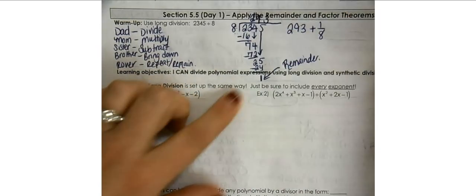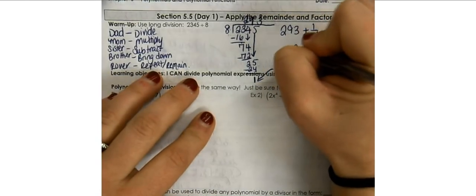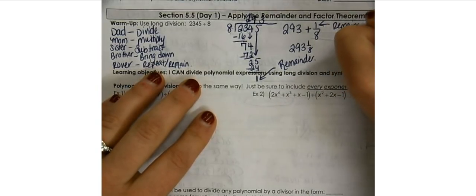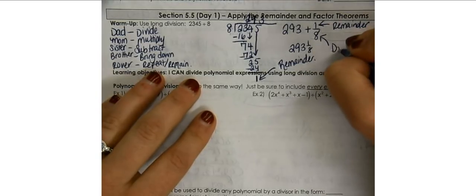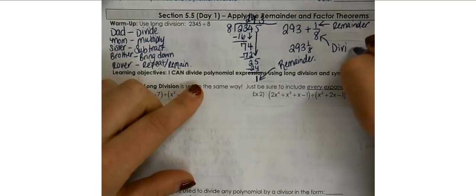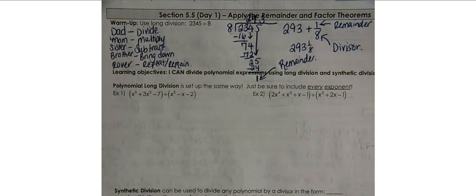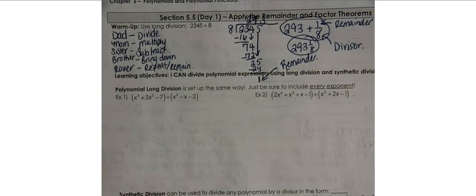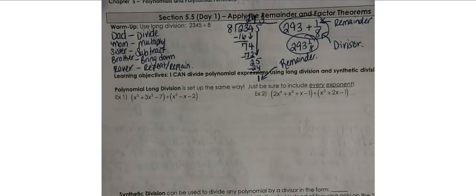So this is how we're going to write our answer. Our answer is 293 plus 1 over 8, which we write as 293 and 1/8. The top number right here is your remainder, and your bottom number is what we call the divisor. It's what we're dividing on the outside. And that's exactly what our answer is going to be, 293 and 1/8. The reason why I wrote it with addition is because that's the way that we're going to write our remainders whenever we divide polynomials using either long division or synthetic division.